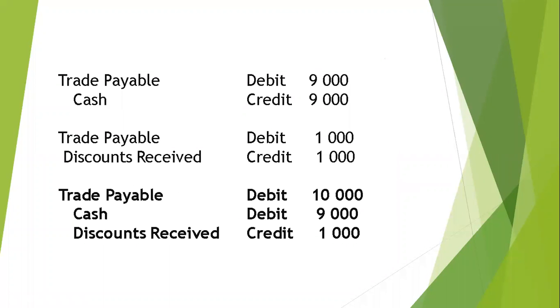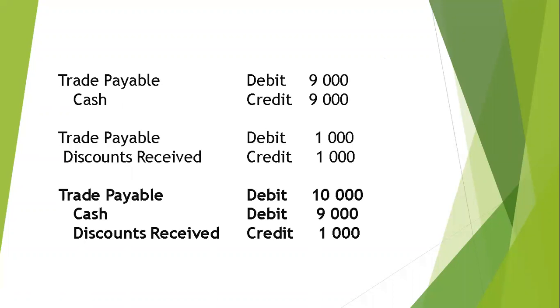So when we are paying back the money, the liability is going to decrease, and at the same time the asset is also going to decrease. When I'm giving the money, my money is going to decrease. At the same time, the liability is also going to decrease. So as we all know, we are going to debit trade payable. At the same time, we are going to credit cash by $9,000.